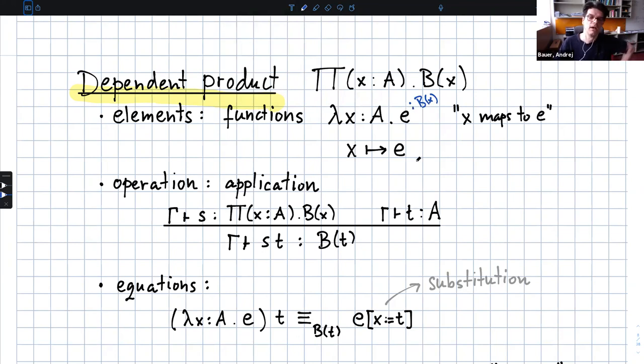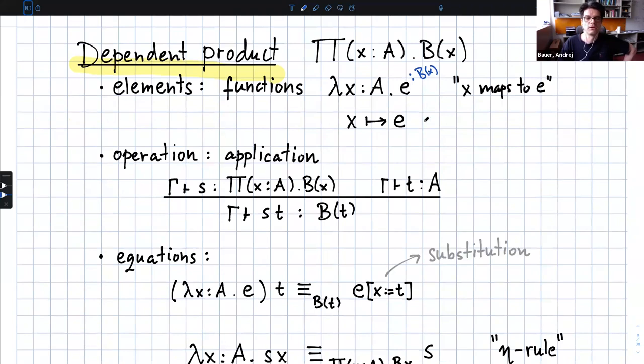You give a rule like that. A more mathematical notation might be X maps to E, but I'm going to use the lambda calculus, and I'm not going to discuss the details of the notation regarding the lambda calculus.